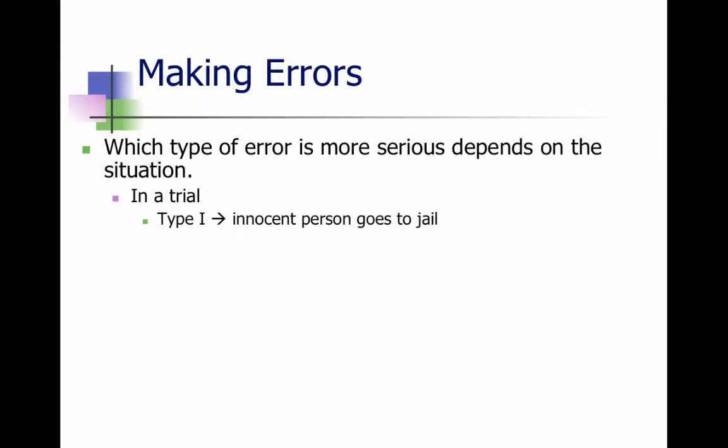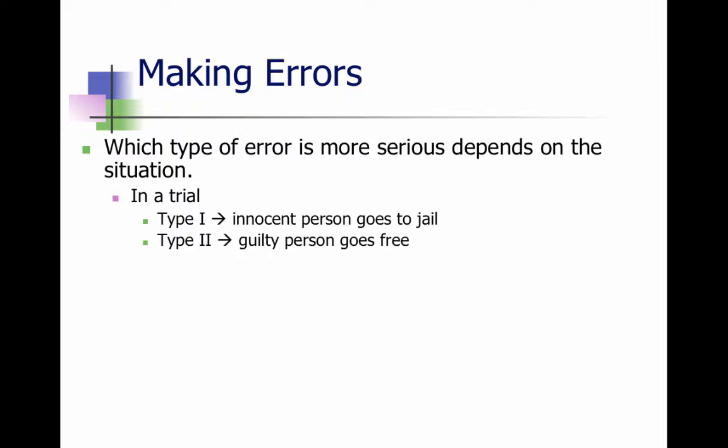So in a trial, a type 1 error is that an innocent person goes to jail. So again, the null hypothesis would be that they are innocent. The alternative is that they are guilty. So a type 1 error means that the null hypothesis is true, so the person is innocent, but we reject it. So we say they're guilty and they go to jail.